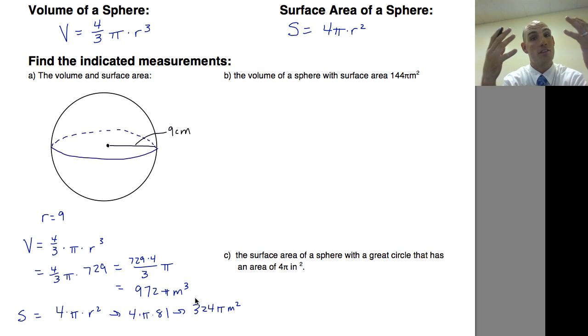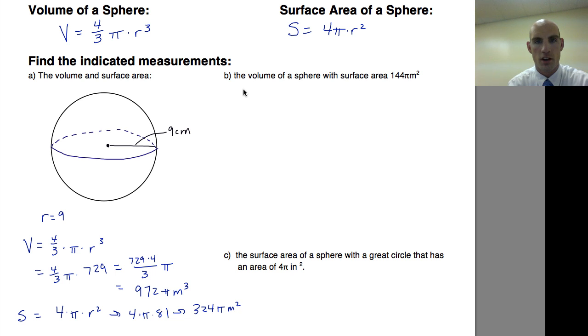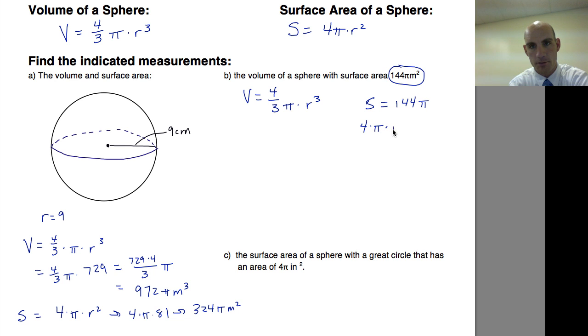Now, the problem is when they give us something that's not just the straight up measurement, not just the radius, and they give us something that we have to solve for something else. Well, we know about this stuff already. We already know how to solve formulas to find the measurements that we want. And so if I'm going to be finding the volume of the sphere in letter B here, I know it's going to be 4/3 pi times radius cubed. Well, the problem is they've given me the surface area and I don't have the radius. So I know that surface area equals 144 pi, and I know that the surface area is 4 times pi times radius squared, and that's equal to 144 pi.